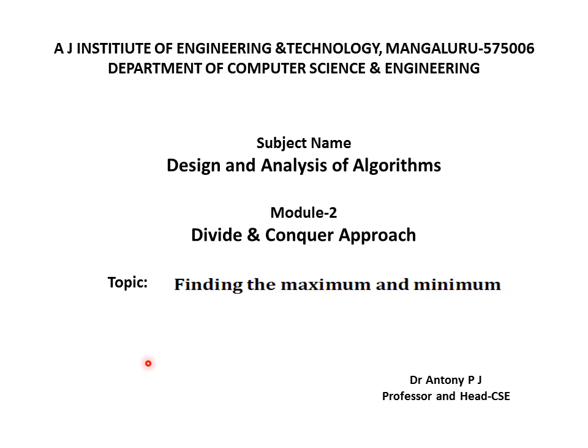Dear students, in this section, we will see how divide and conquer approach is used to solve the problem of finding the minimum and maximum value in a given list of n elements. We have already studied how this problem can be solved using brute force approach, that is in our first module, right? The time complexity using brute force technique is 2n minus 2.